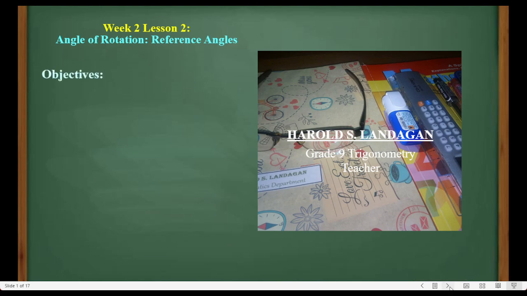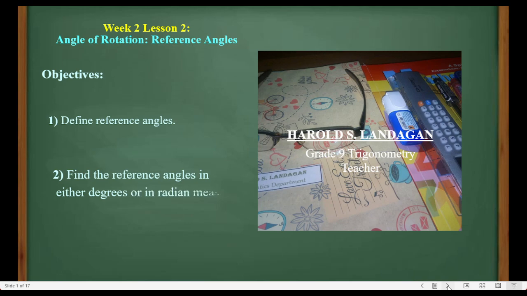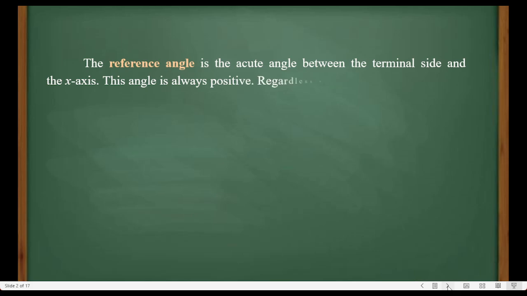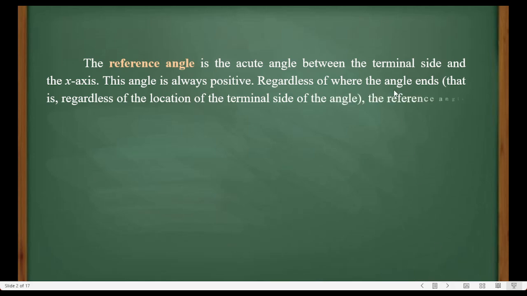And after this lesson, you are expected to define reference angles. Second, find the reference angles in either degrees or in radian measure. So from its definition, when we talk about the reference angle, it is defined as the acute angle between the terminal side and the x-axis.